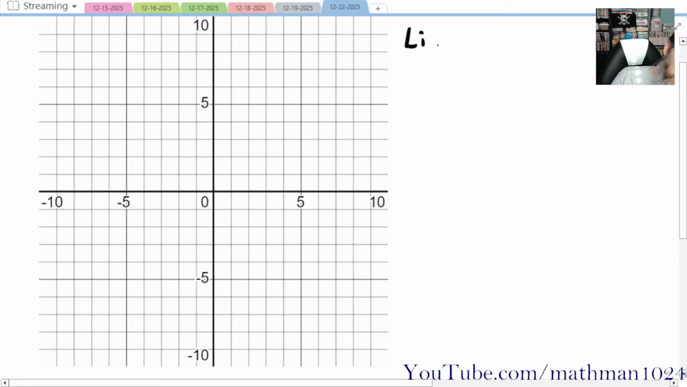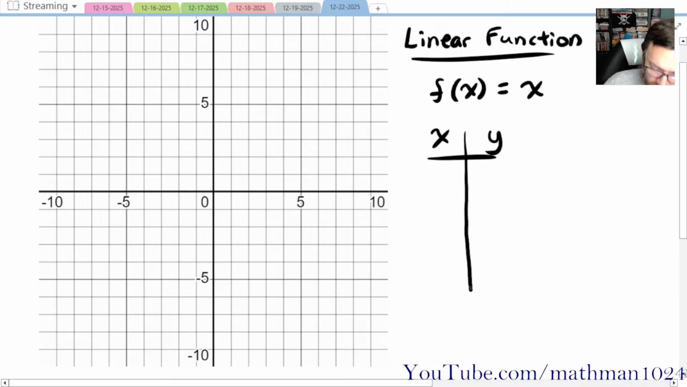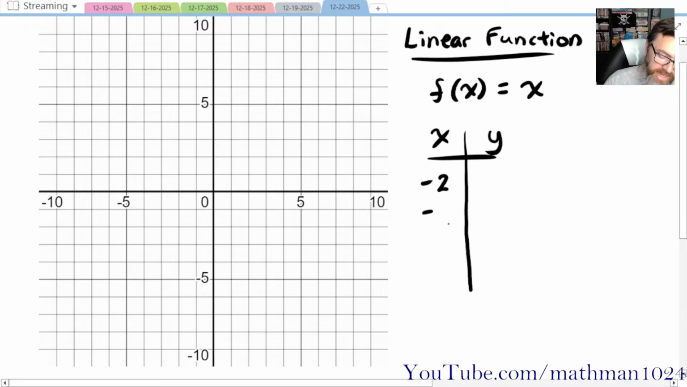So starting with just your basic linear function. Your basic linear function is this: f of x is equal to x. I mean, that's nothing more than just saying y equals x. A lot of times what we'll do, though, is consider just a few ordered pairs to get a good idea about the shape of this graph. And for a lot of these functions, we'll just go with this default: -2, -1, 0, 1, and 2. And we just plug that in.